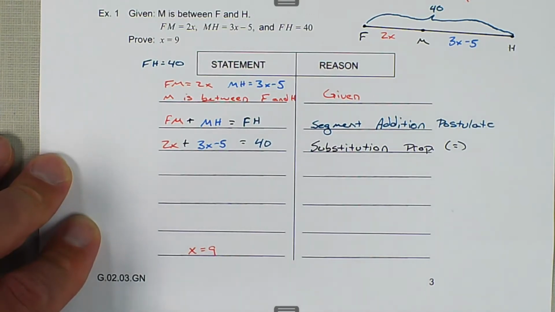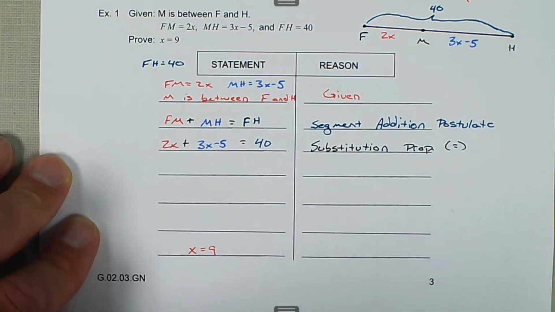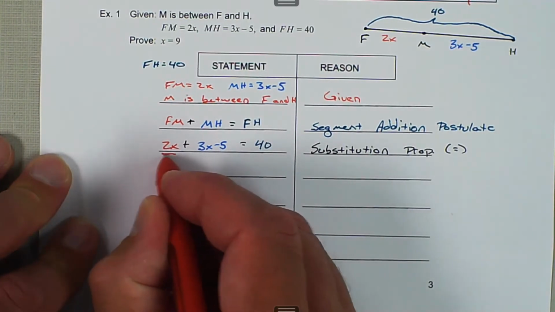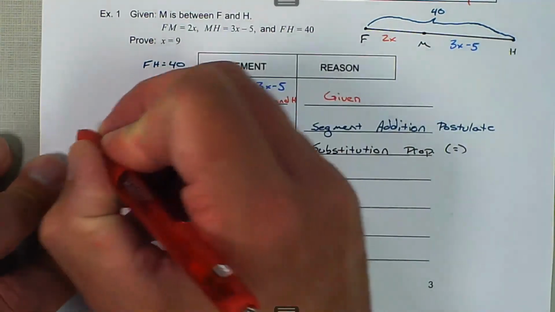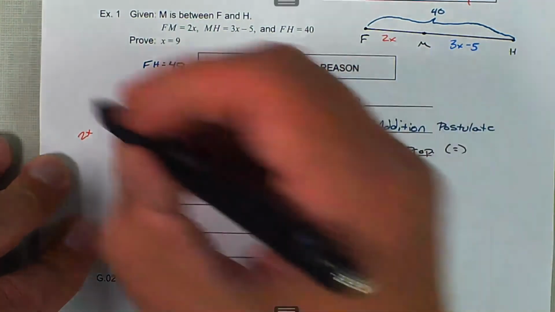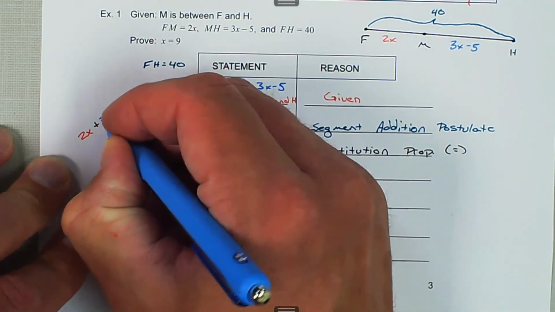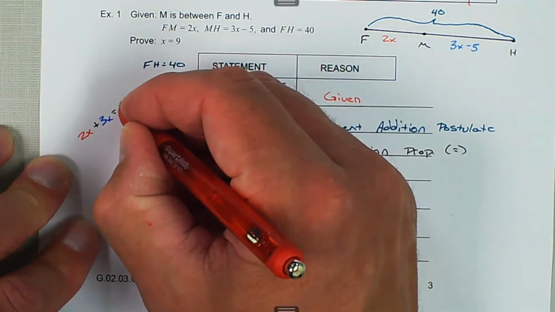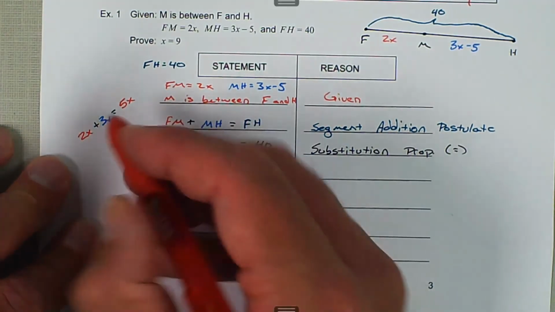The next thing that we can do, and sometimes we might call this something else, but in this case, we're going to combine like terms, and I'll say what we'll call it. So we can see that we have a 2x and a 3x right there. So if we say 2x plus 3x, we know that that is equal to 5x. So we know that this is called combining like terms.